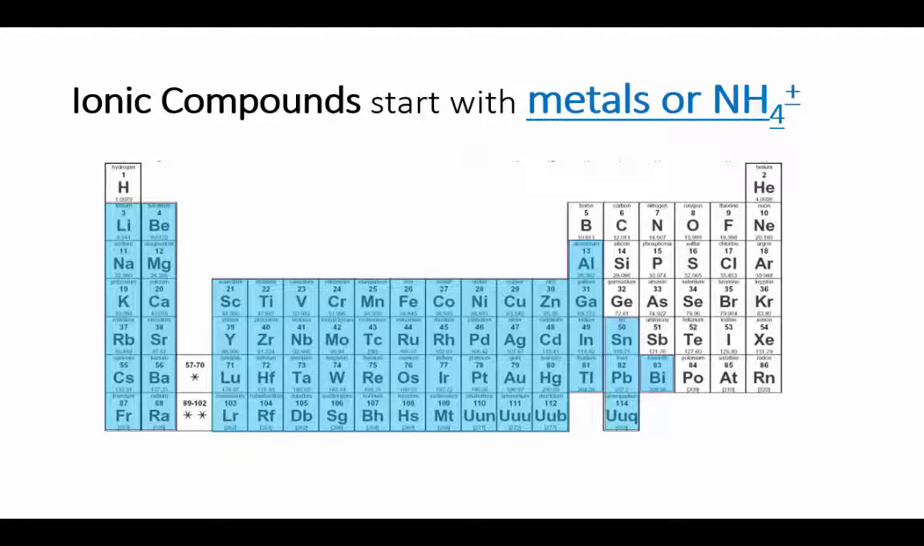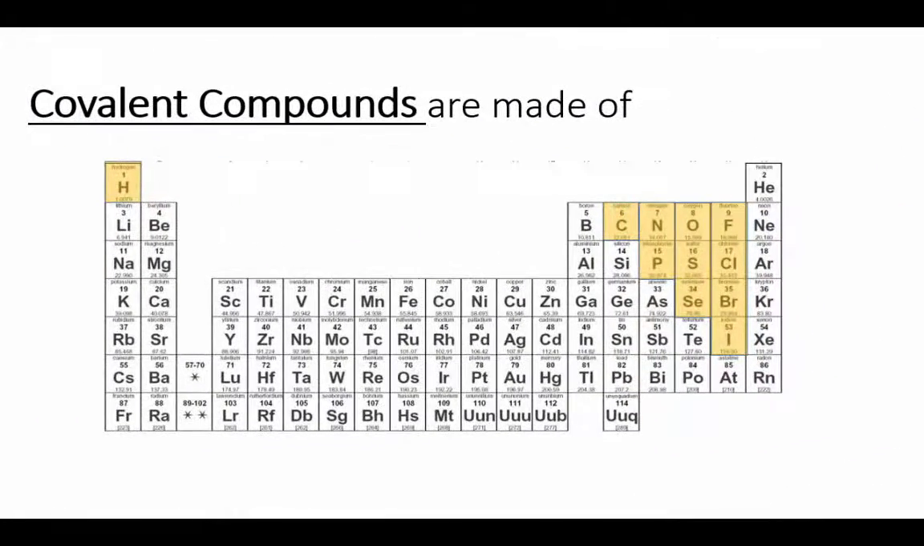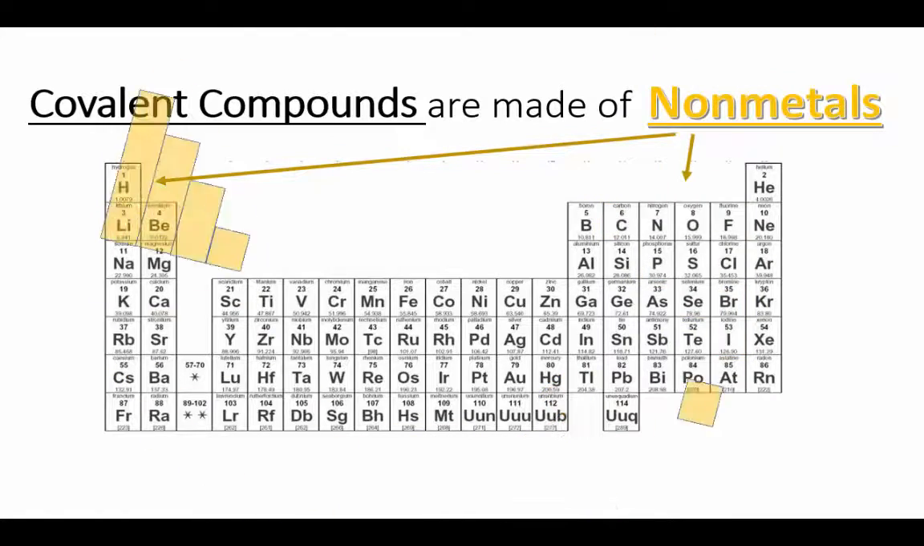Remember that ionic compounds start with a metal or ammonium, and you'll find those here on your periodic table, or NH4. Covalent compounds are made entirely of nonmetals, and here those are highlighted on your periodic table.